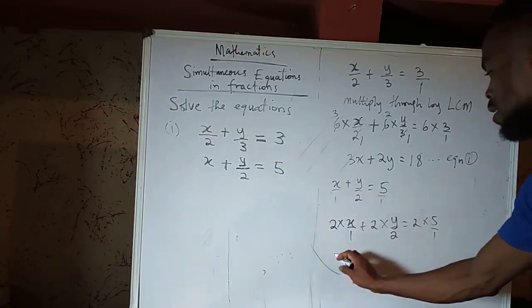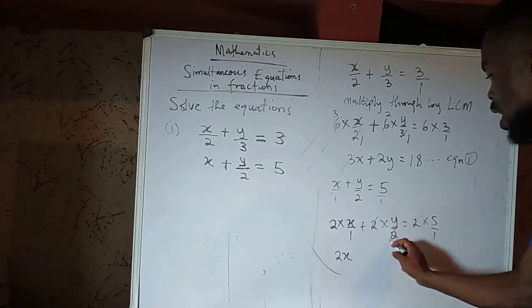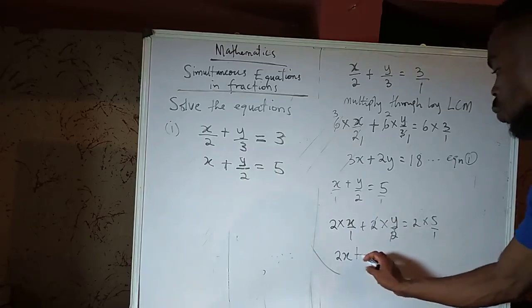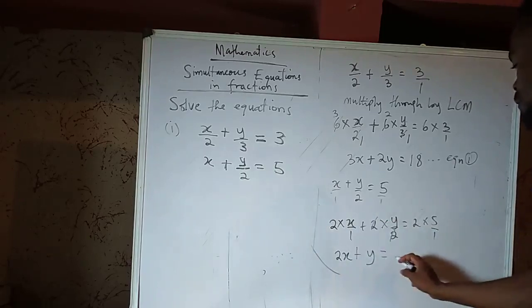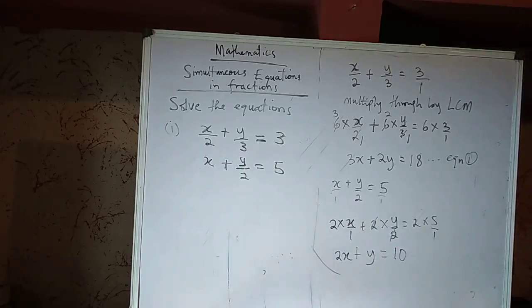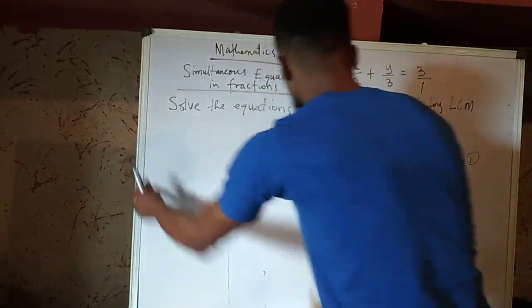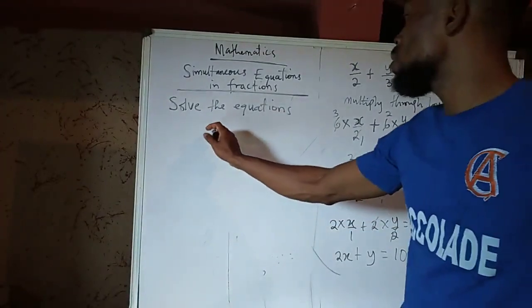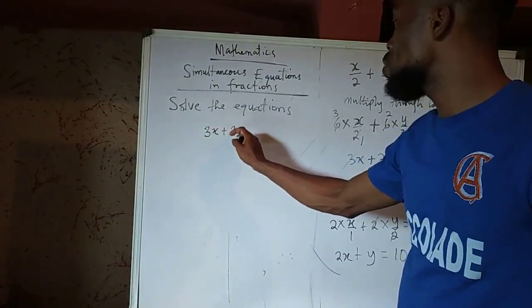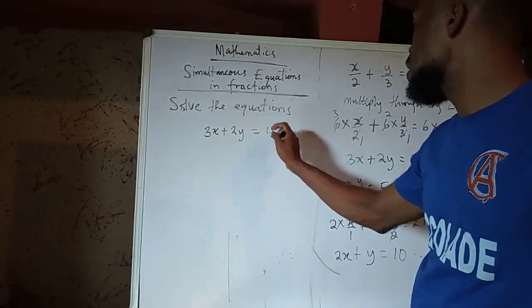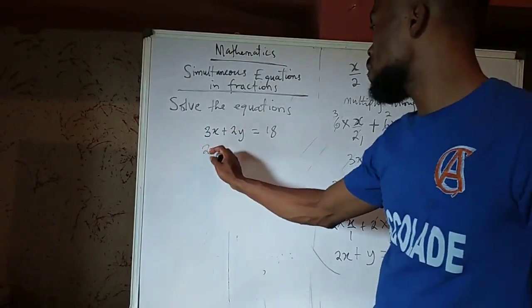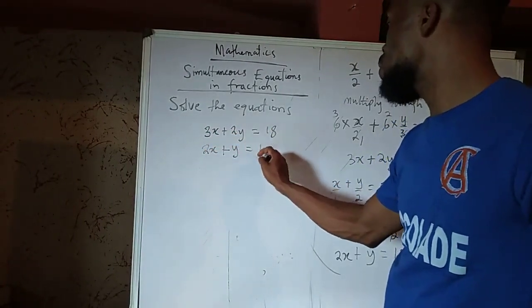Okay, 2 times x gives us 2x. The 2 here cancels. We are left with y alone. And 2 times 5 gives us 10. So these are the two equations that we are going to solve simultaneously. I'm going to use this other part of the board. So we now have to solve 3x plus 2y equals 18, and 2x plus y equals 10.